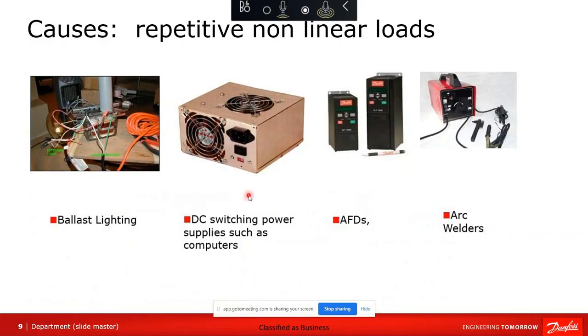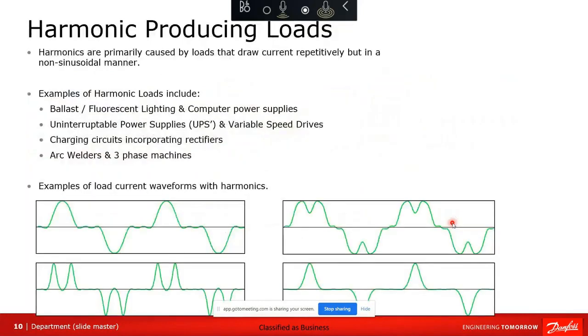Again, we talked about causes: ballast lighting, DC switching power supplies, AFDs (in the European world, adjustable frequency drives), variable frequency drives, frequency converters, drives, arc welders, things of that nature. Every one of these devices will cause harmonics in the system. Again, ballast fluorescent lighting, and these are examples of what some of those harmonic distortions will look like. And this one in the bottom left would be the VFD.